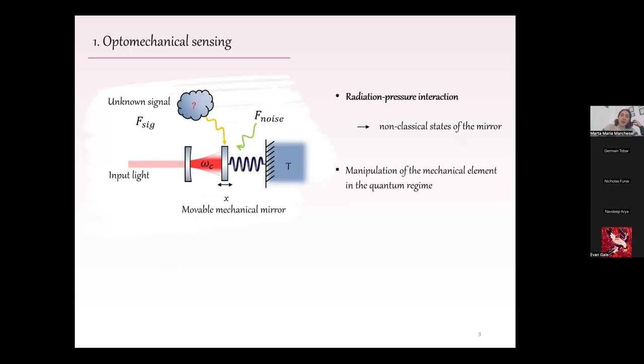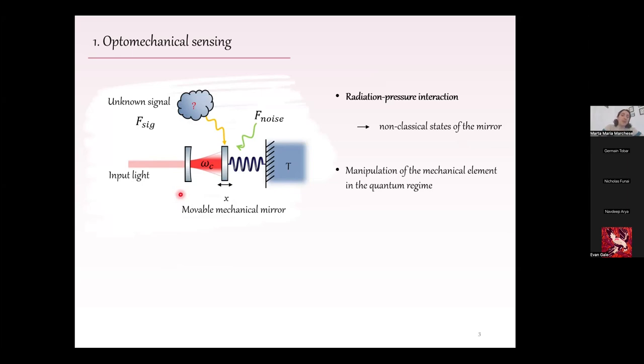Okay. So, an optomechanical system is generally sketched like that. So, can you see also my pointer at the moment? I think so, right? I can't see the pointer. You can or cannot? I can't. No? Oh, then now I can.